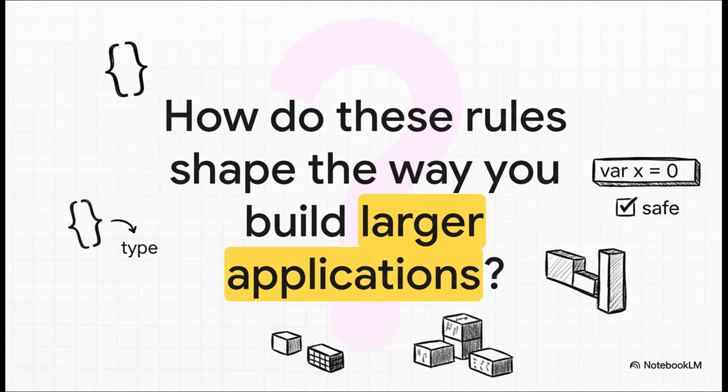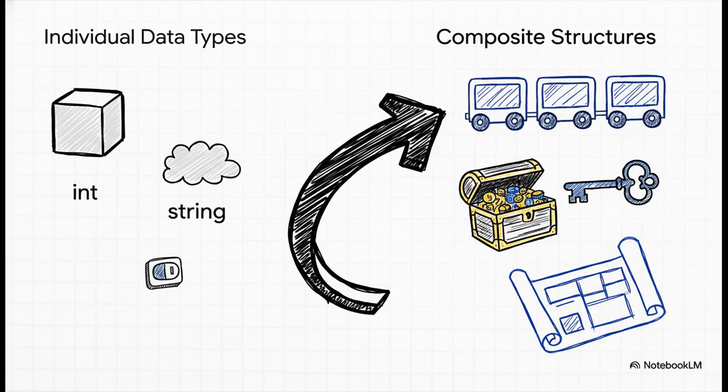So take a moment to think about it. How do all these rules, this focus on strictness, on safe defaults, on being explicit, how does that actually change the way you'd build a big, complex application? Well, it encourages a certain mindset, doesn't it? It pushes you towards writing code that's clear and solid, right from the very foundation. Getting these fundamentals down is absolutely the key to really getting Go.